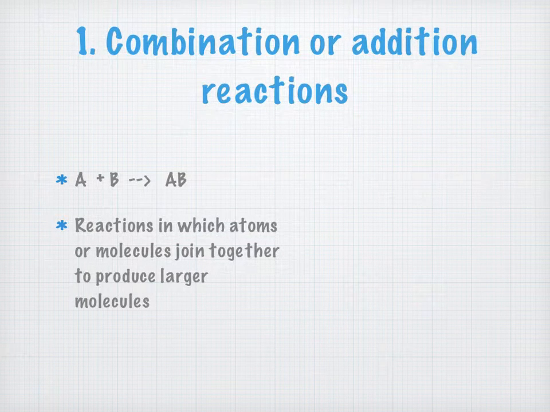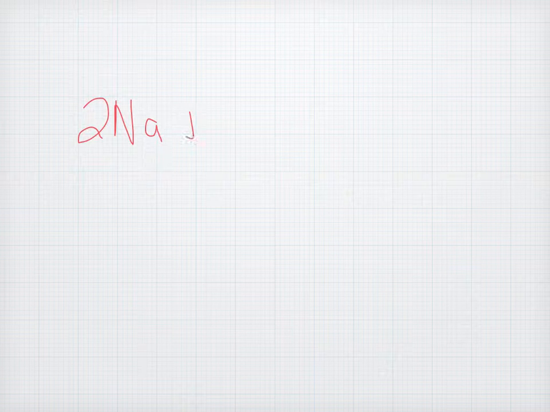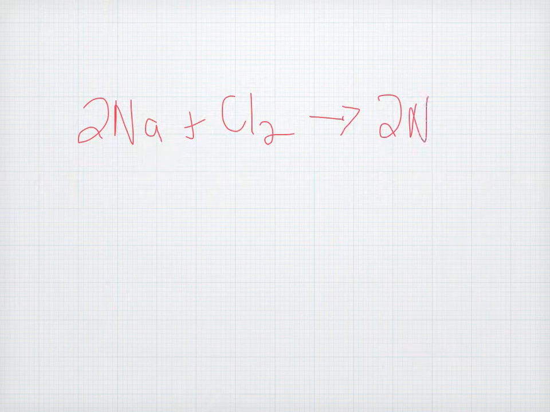So the first type is combination or addition reactions. This involves two things becoming one. So this is a reaction in which atoms or molecules are joined together to produce larger molecules. So it would look like this. Say I have 2Na plus Cl2. Those are going to join together and make NaCl, and we have two of those.